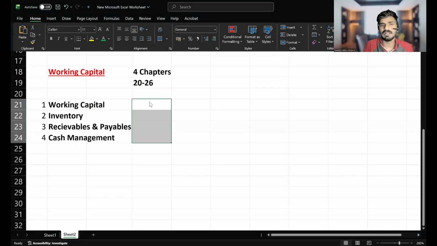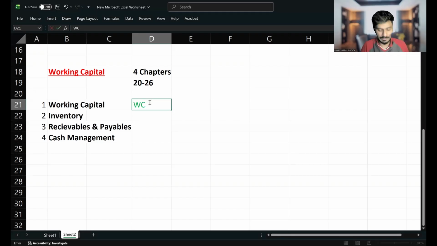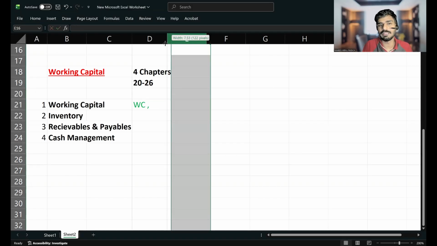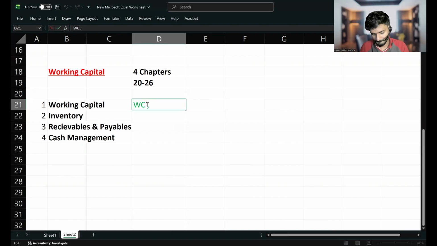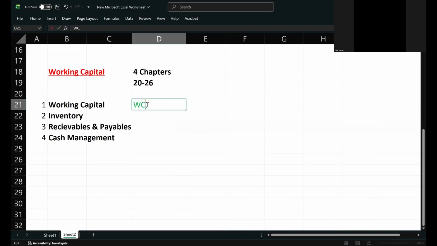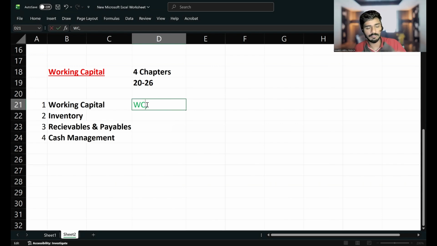Okay, then let me ask you, what was the equation to calculate working capital? The investment in working capital of a company, the working capital requirement of a company. How can we calculate it? Current assets minus current liabilities. That is the equation for calculating working capital.